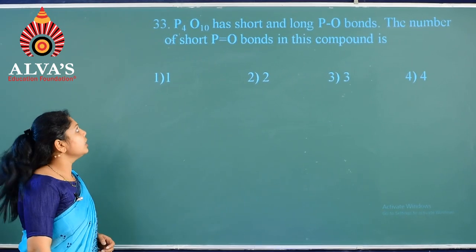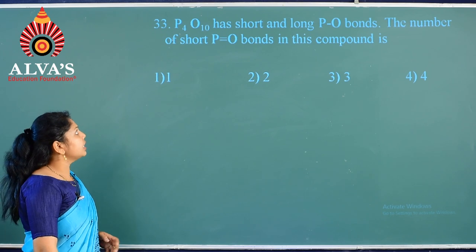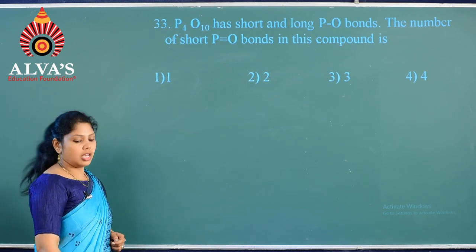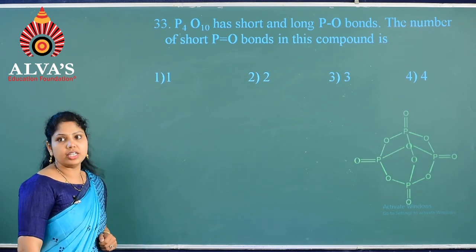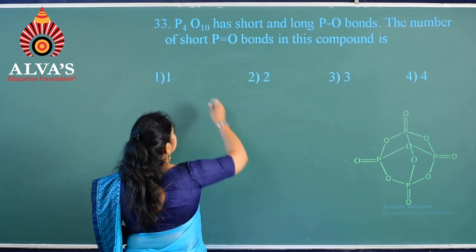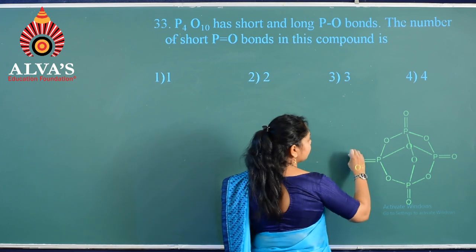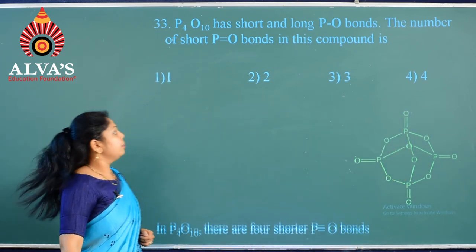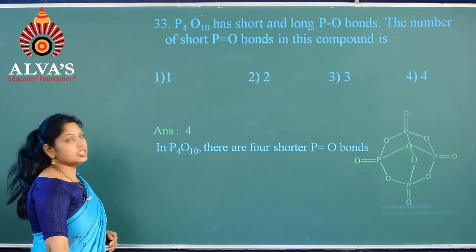Question number 33, P4O10 has short and long P-O bonds. The number of short P=O bonds in this compound is. So, this is a very direct question. If you know the structure of the molecule, easily you can find out the answer. They are asking for short P=O bonds. In the structure you can observe 1, 2, 3, 4. 4 short P=O bonds are present in this molecule. Hence, the option is 4.